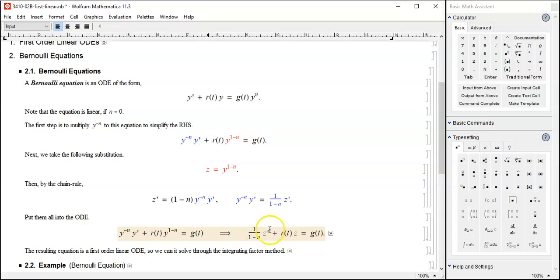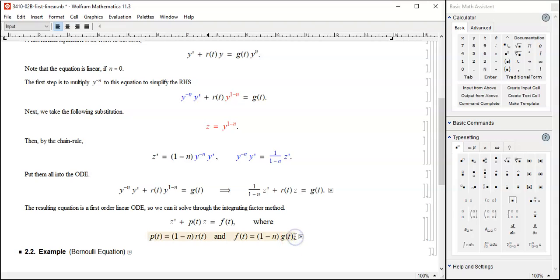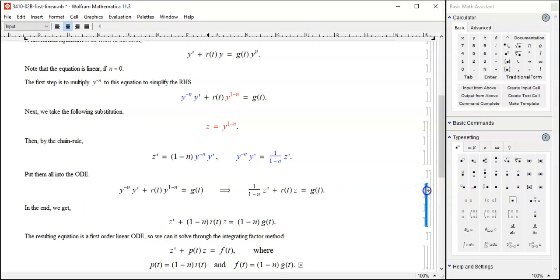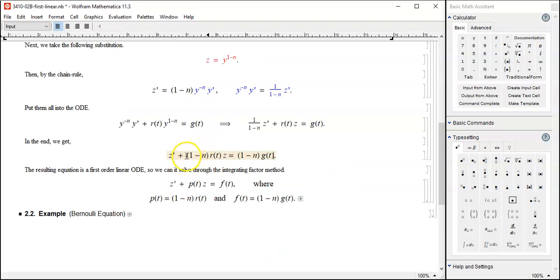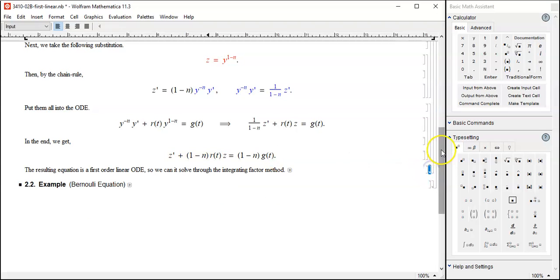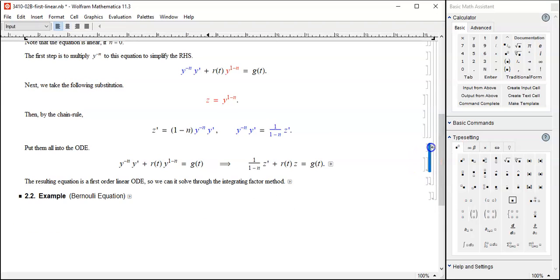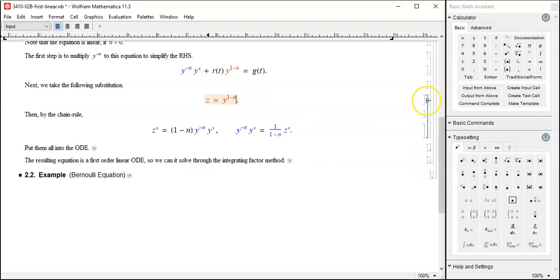So we have a coefficient times z prime, and then a coefficient times z, and the right-hand side is g of t. And then you can use the method of integrating factor after putting this into standard form. Well, you can divide this one away and then get into this form. Now, this is p of t, and that's f of t, and then you can apply the method of integrating factor. Once you do that and you can solve for z, then you can always go back to this and retrieve what y is.